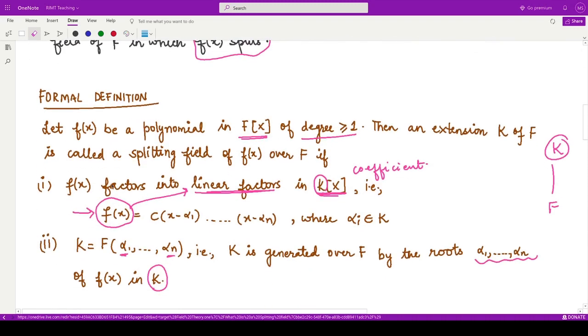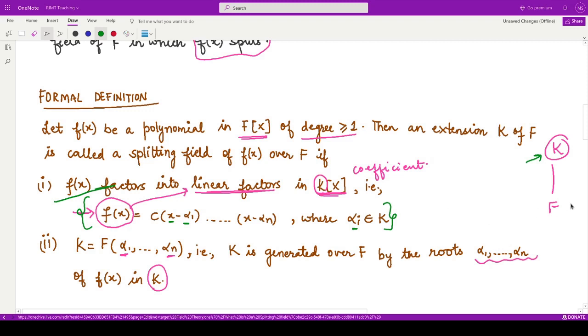The formal definition is: if you have some polynomial f of x having degree greater than or equal to 1, then the extension field K of F is called the splitting field of f if your polynomial completely factors into linear factors. That means the polynomial f of x is written as a product of linear factors of this form, where all these coefficients come from the upper field K.